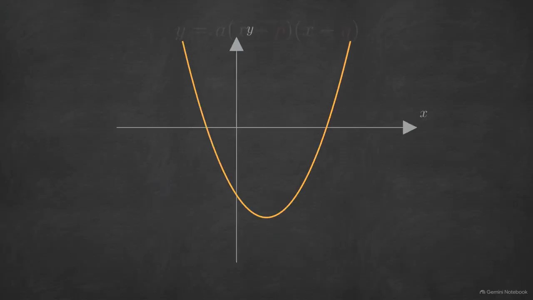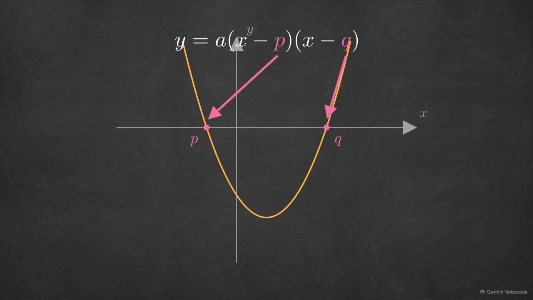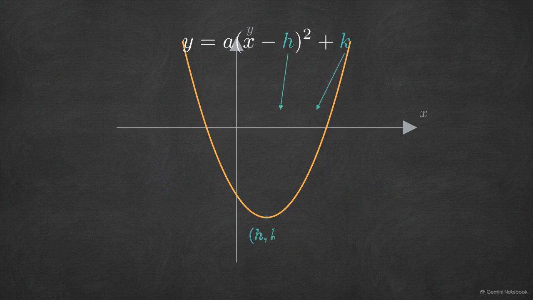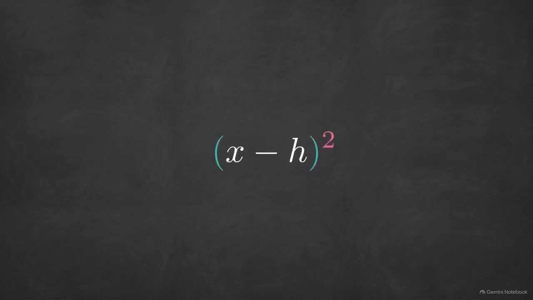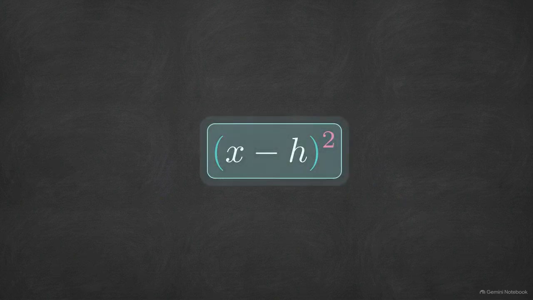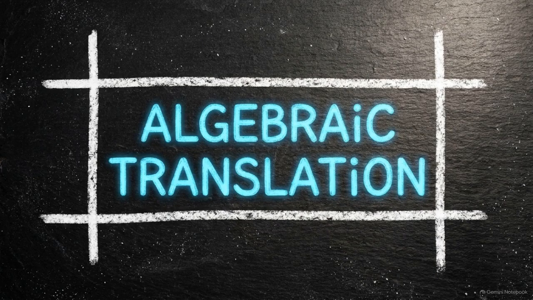First is intercept form. The equation is factored so values p and q directly map to where the parabola intersects the x-axis. Second is vertex form, where variables h and k explicitly state the coordinates for the curve's absolute peak. The challenge is getting there. We have a flat sequence of added terms, ax squared plus bx plus c, and we need to compress them into a tightly grouped squared expression. We achieve this translation using a specific algebraic technique called completing the square.